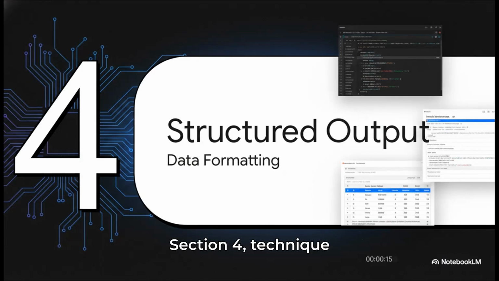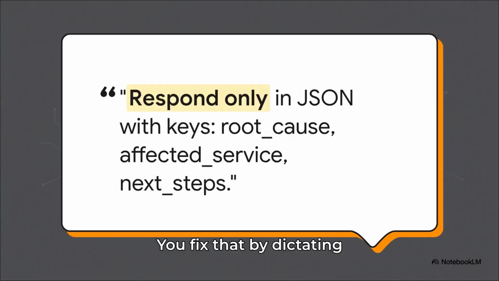Section 4, Technique 3, Structured Output. Because let's be real, in a live incident response scenario, nobody has the time to sit there and read paragraphs of conversational fluff. You fix that by dictating the exact output schema. When you specifically tell Claude, "respond only in JSON with keys root cause, affected service, next steps," the model uses something called constrained decoding. That guarantees valid data formats, completely stripping out the chatty conversational stuff.